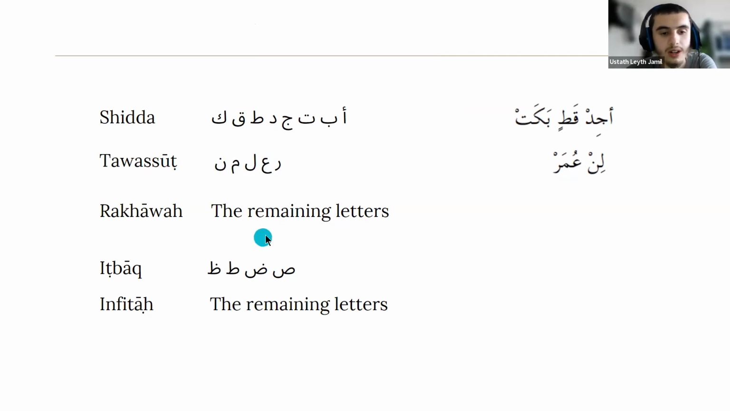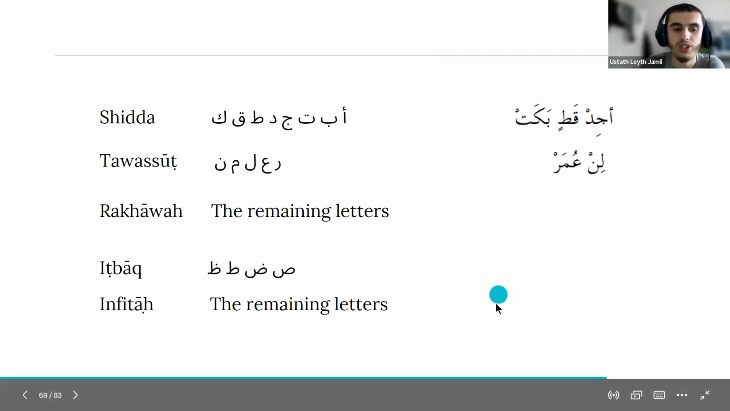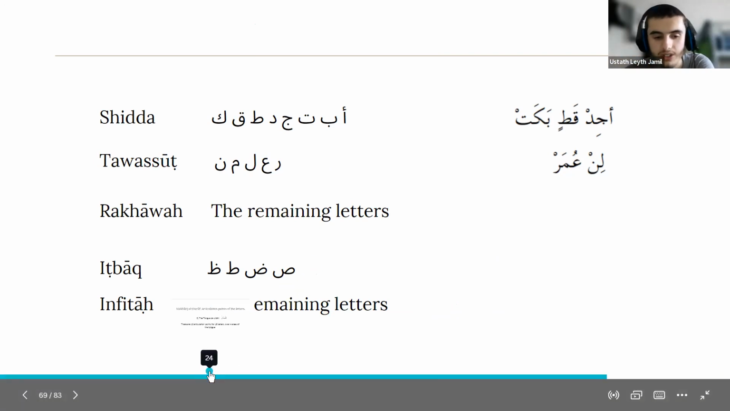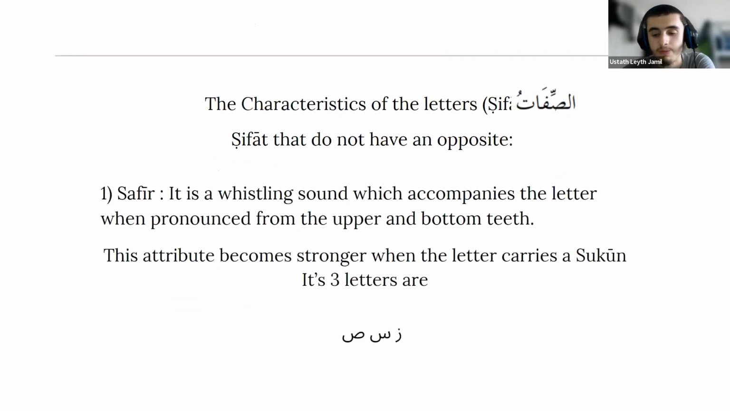Itbaq as well. Here, the Itbaq one, as you can see, there isn't any list because Itbaq is only 4 letters anyway. It's easy to remember: Sad, Dad, Ta, Dha, and Infitah are all the remaining letters. Sifaat is not that hard at all.